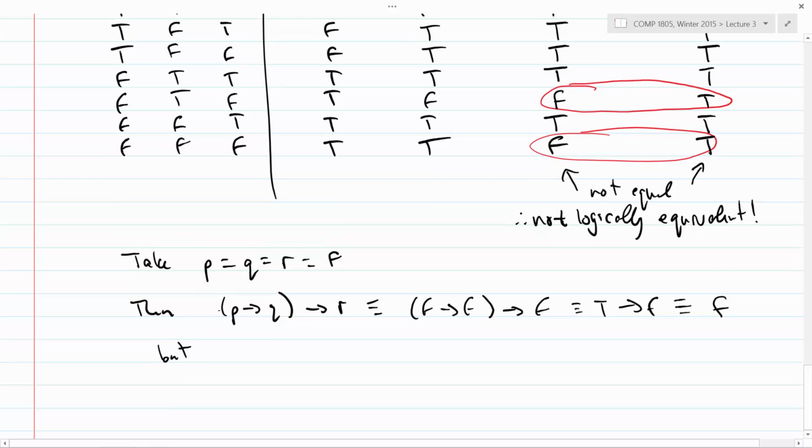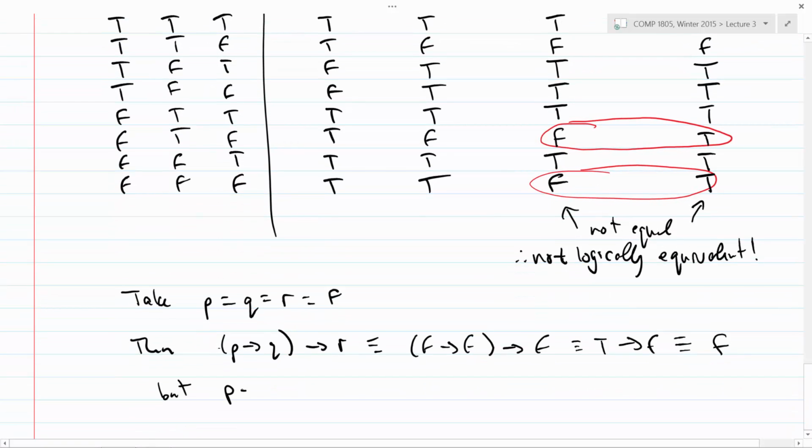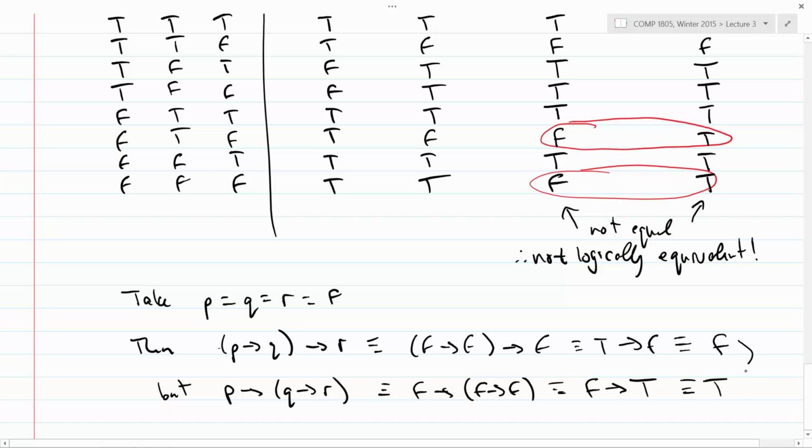But if we do it the other way, P implies Q implies R, well then we get false implies false, which is exactly the same thing as false implies true, which is exactly the same thing as true, and these two things are not equal. Okay? So that's how you do it without making a truth table.